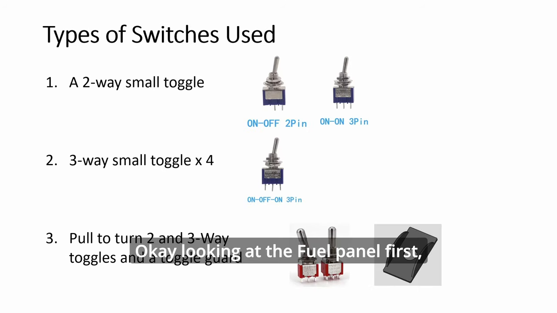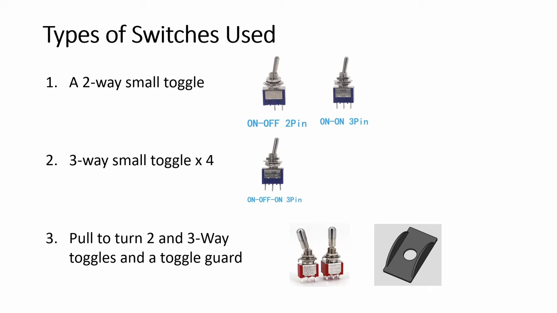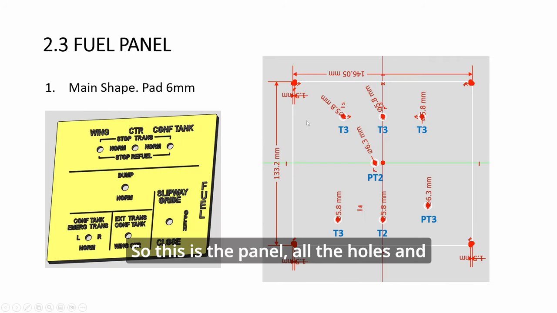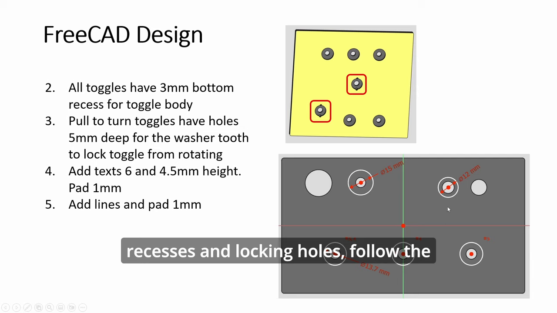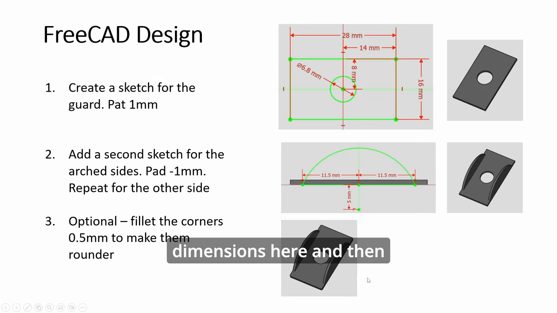Okay, looking at the fuel panel first: some toggles, small ones, and pull to turn, and you need to build a small toggle guard. So this is the panel, all the holes and the dimensions as shown, and as usual make some recesses and locking holes, following the dimensions here. And then to do this, you have to click on the side and draw an arc, and I'll demonstrate this.